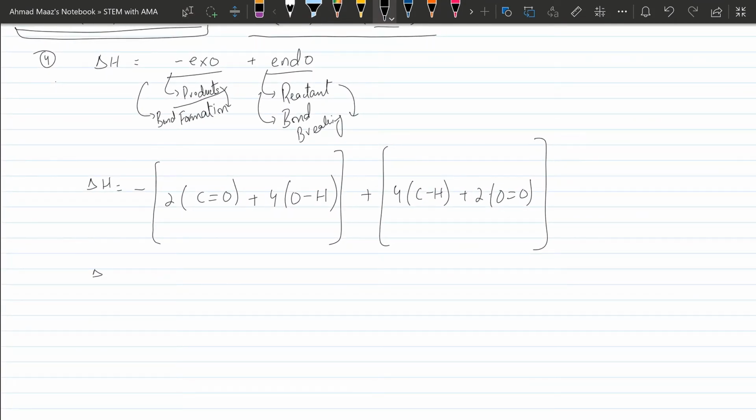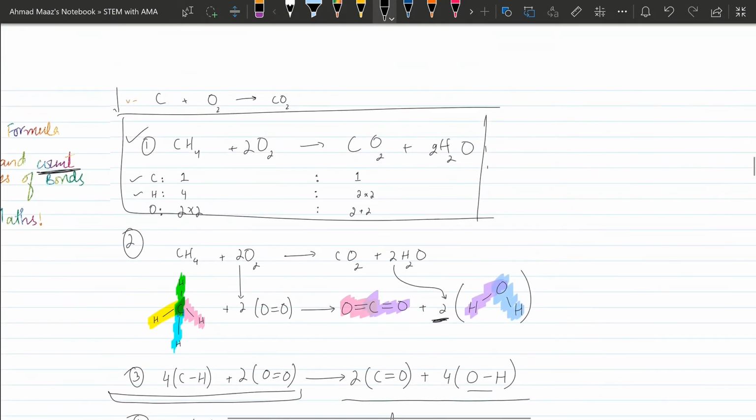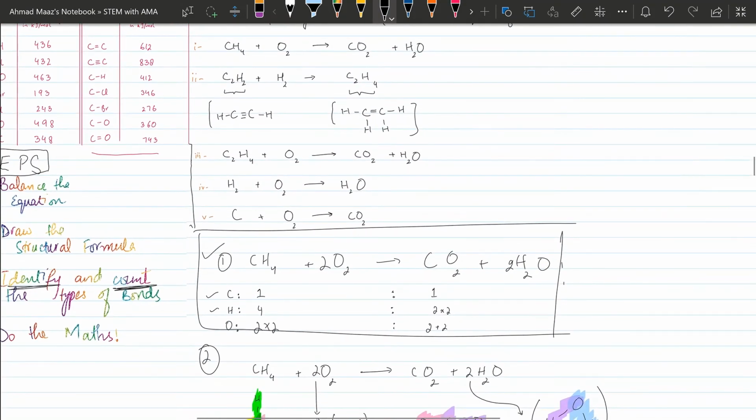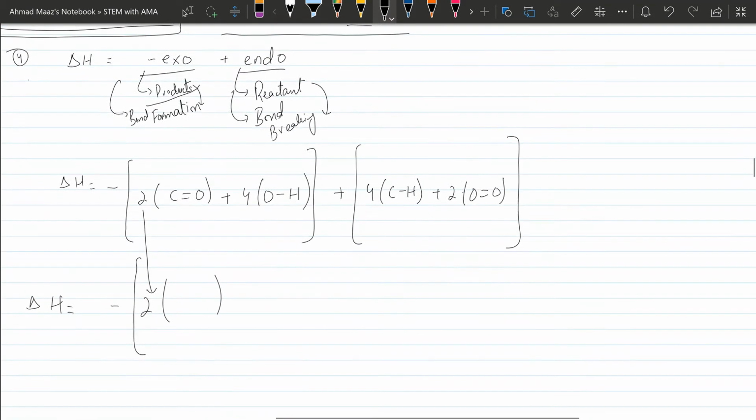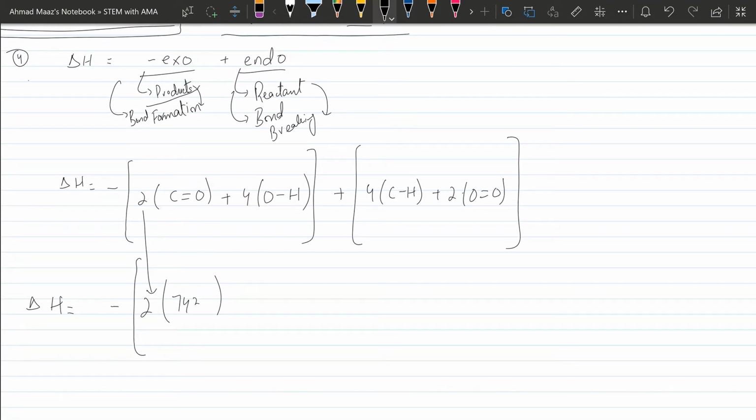Now, last step, all we need to do is put in the values of bond energies. I put a minus sign over here because it is the exothermic part. We are talking about the minus exo part first. So I'll put a 2 over here and then the bond energy of carbon double bond oxygen, and that I'll see from the table, it is 743. So 2 times 743. Remember, we have a minus sign over here, so we do not need to repeat plus or minus. That is all catered for by this minus plus this plus.